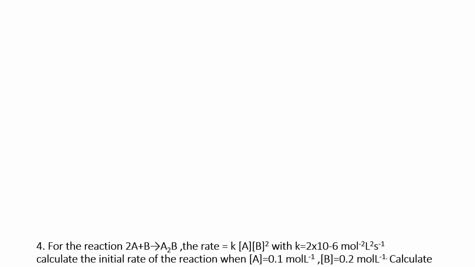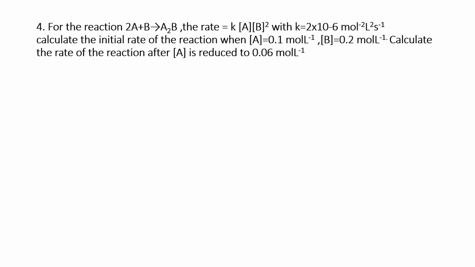See, in this reaction, the fourth one, for the reaction 2A + B → A2B, the rate is given. The rate constant is given. We have to calculate the initial rate of the reaction when the A concentration is this much and the B concentration is this much. Then calculate the rate of the reaction after A is reduced to 0.06 mol L⁻¹. So we need to find the initial rate of the reaction, and if A is reduced to 0.06, the rate of the reaction also needs to be found.